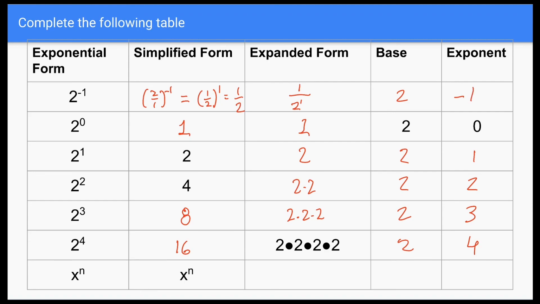And then finally, at the bottom here, we have some variable x raised to the n power. So here, in expanded form, we would have x times x times x. And we use a curly bracket here to indicate we have n number of x's that we're multiplying together. Our base is x, and our exponent is n.